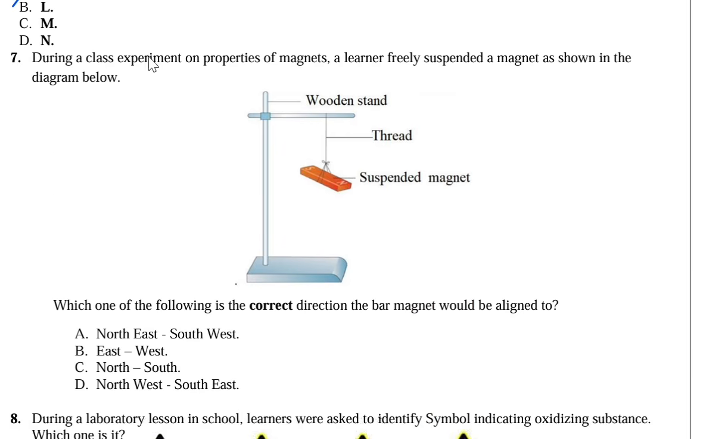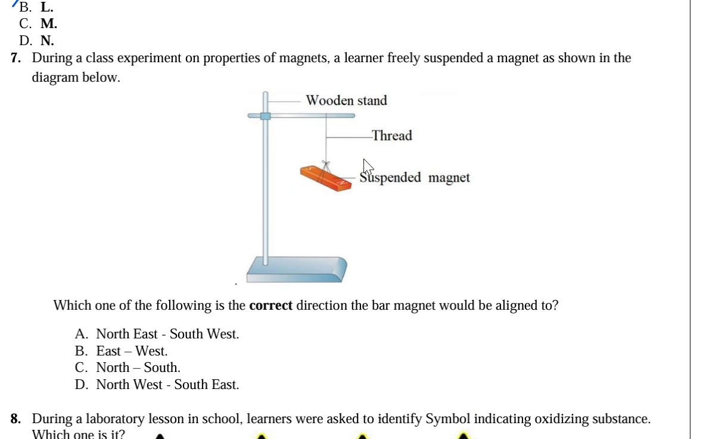During a class experiment on properties of magnets, a learner freely suspended a magnet as shown in the diagram below. Here we have a thread, a suspended magnet, and then a wooden stand. Which one of the following is the correct direction the bar magnet would be aligned to?